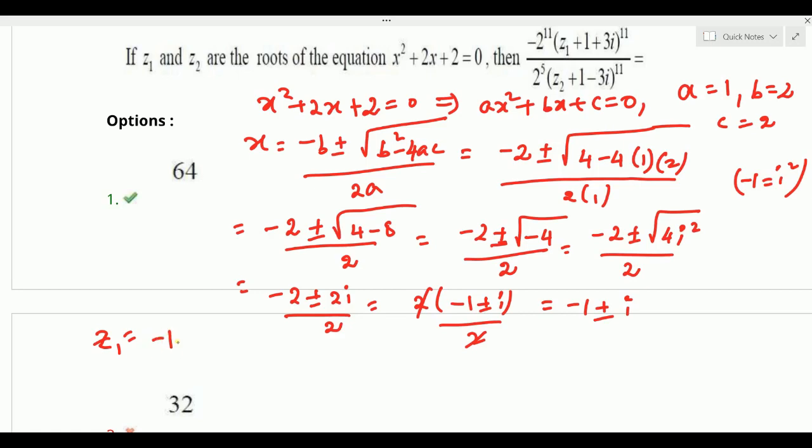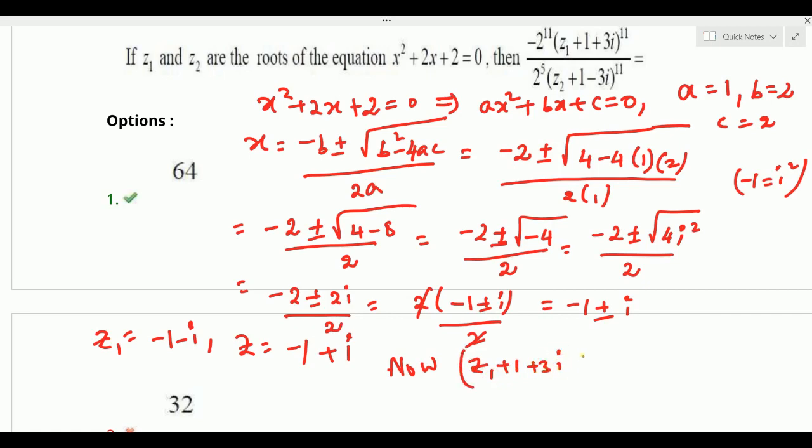z1 is taken as minus 1 minus i, z2 is taken as minus 1 plus i. Now z1 and z2 are ready. Now we want minus 2 power 11 of z1 plus 1 plus 3i whole power 11. Let's calculate this one by one. First, numerator, we keep 2 power 11 as it is. First of all, let's calculate z1 plus 1 plus 3i whole power 11.